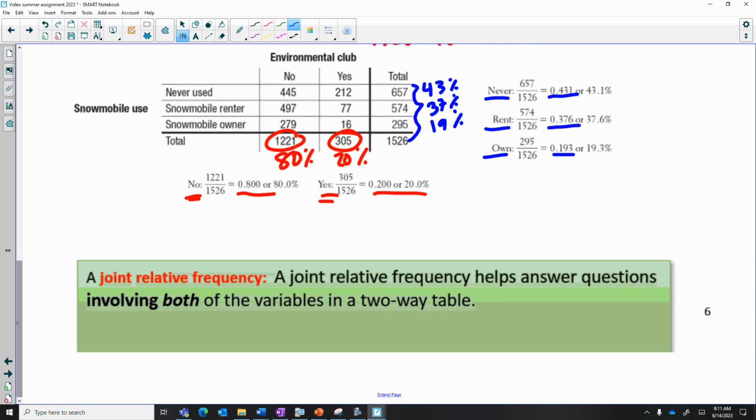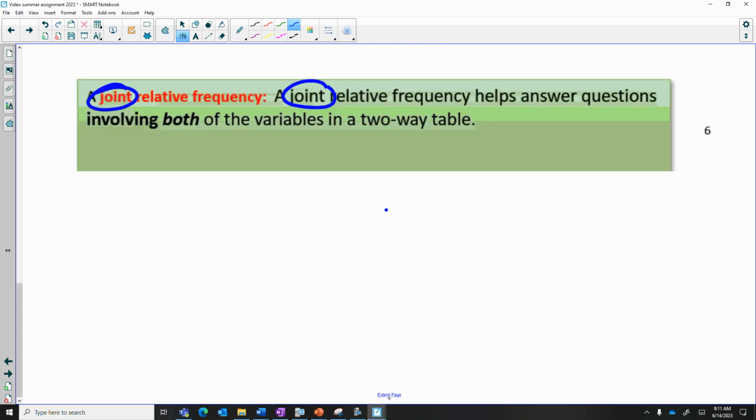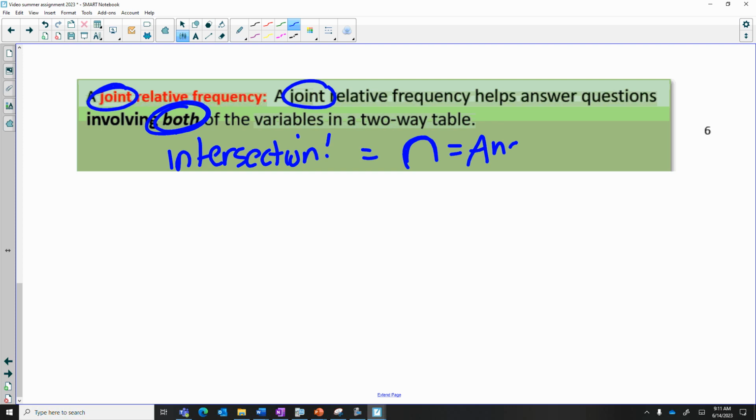Now, the other thing we could do is look at joint frequencies. When you think joint, I want you to think you're a member of both groups. So that is actually called the intersection. And you guys learned about intersection in Algebra 2. The symbol for intersection is this symbol here, and it means and. So if you are a member of both groups, you're in the intersection.